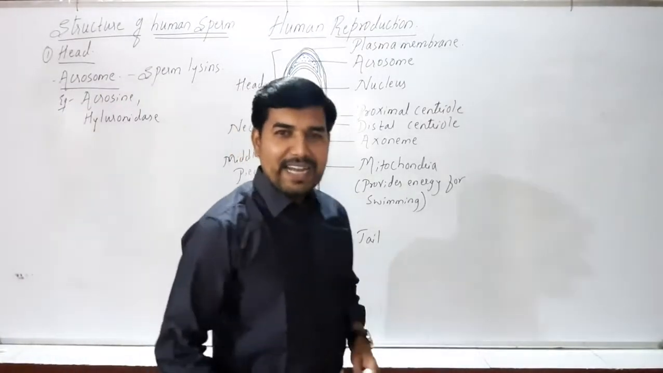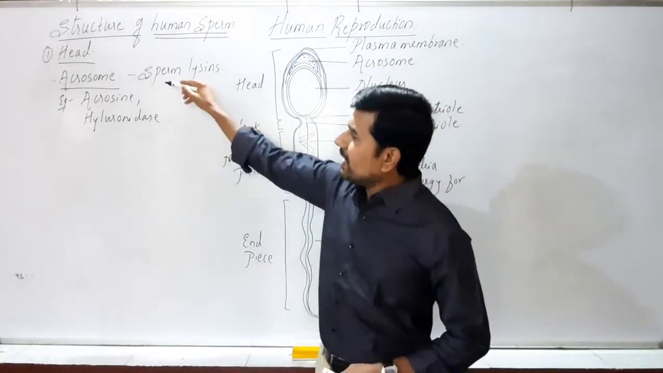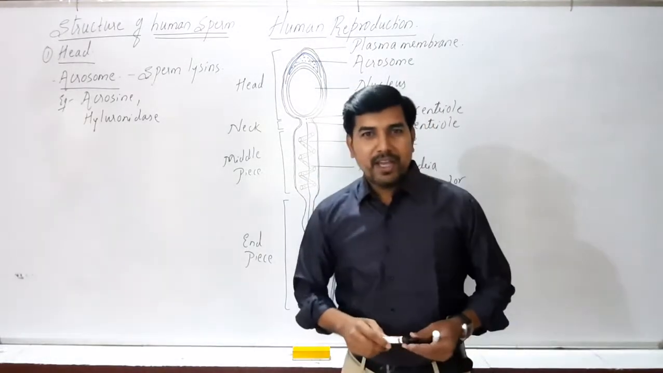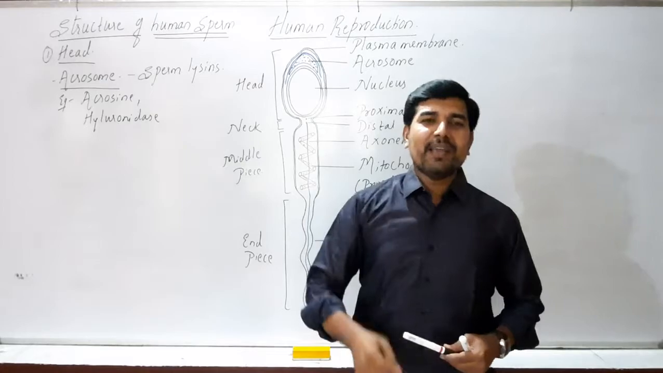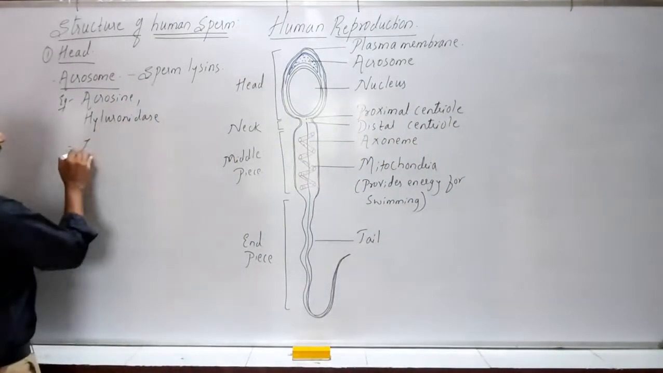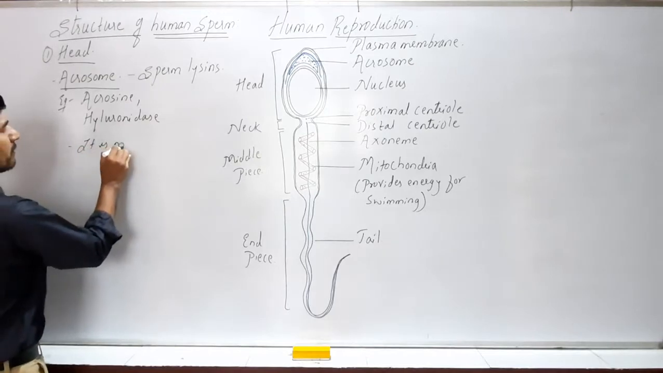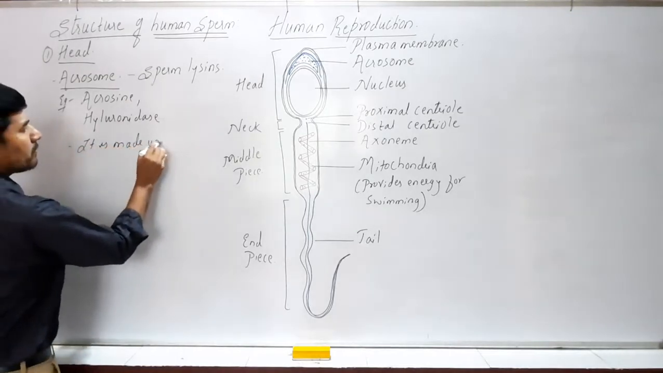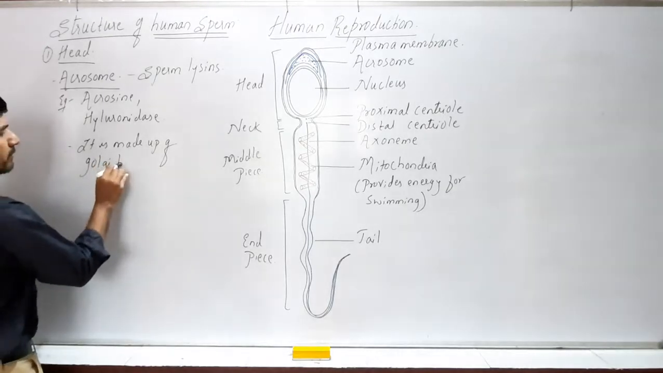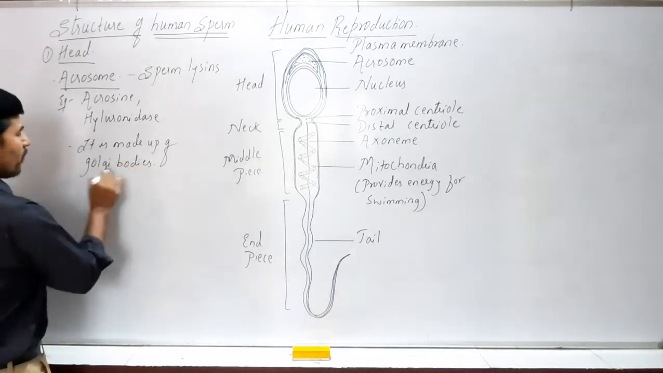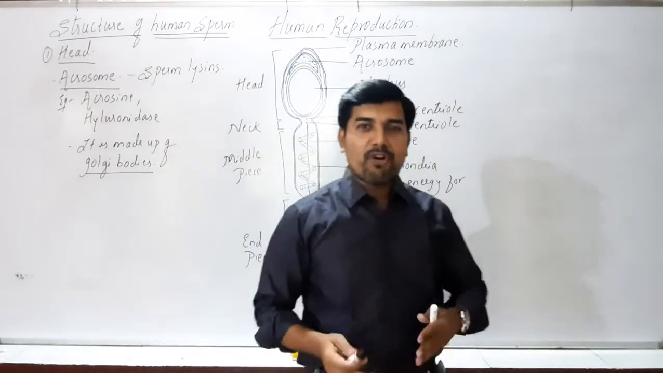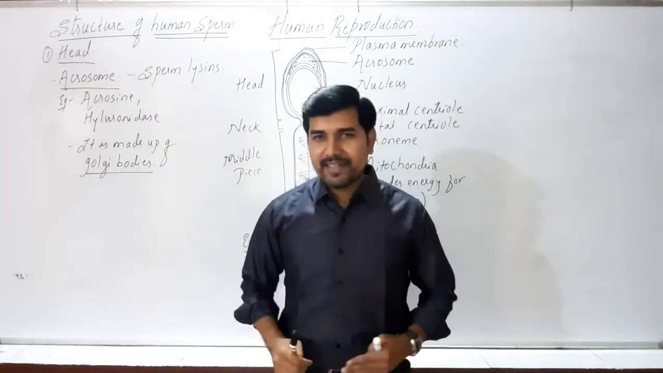So these are the lytic enzymes which are present at the tip of the sperm, especially in the acrosome. Now this acrosome is mainly made up of Golgi bodies, or we also call it Golgi complexes. Acrosome is formed from the Golgi complexes.